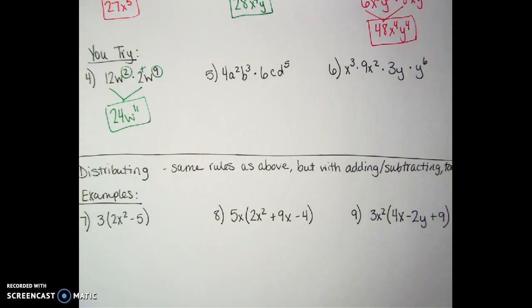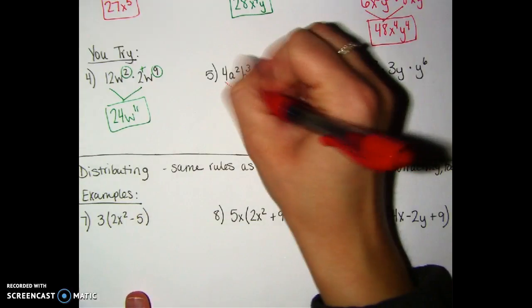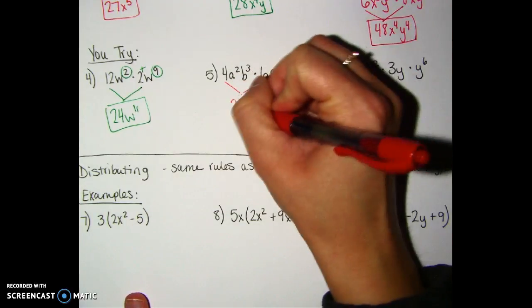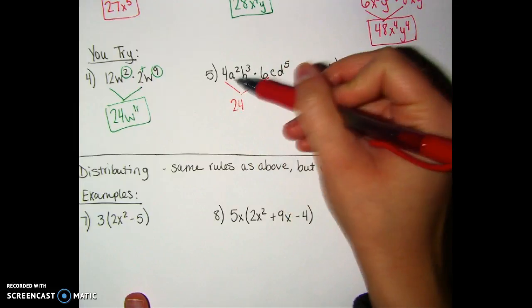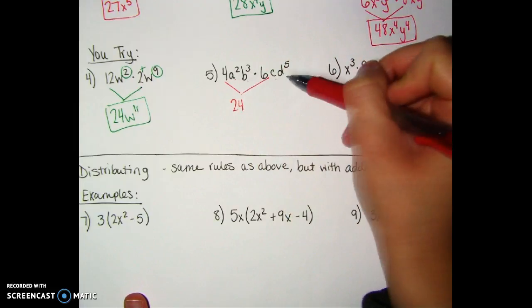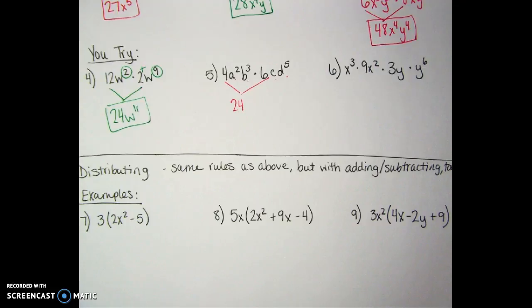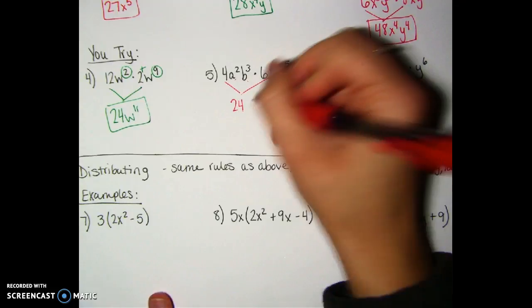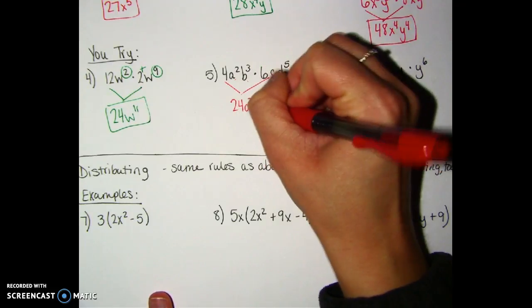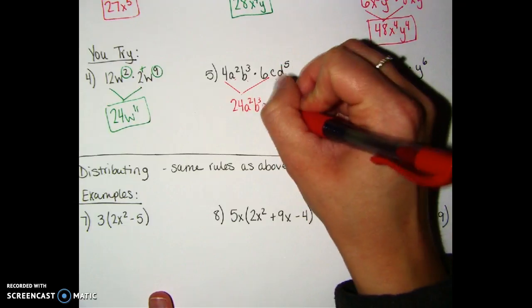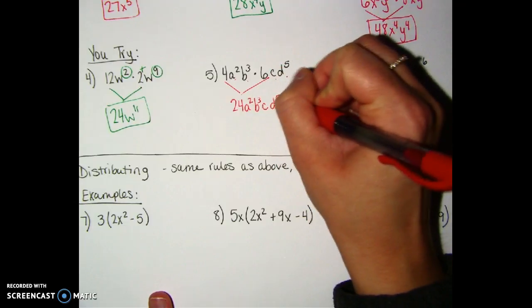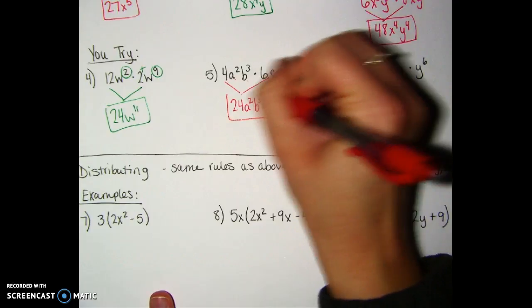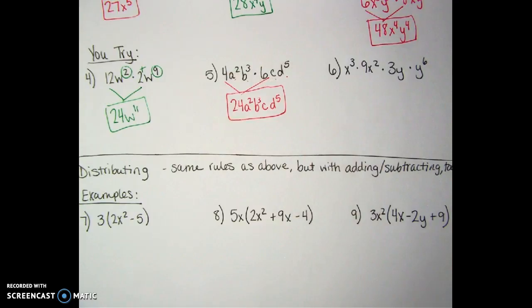Let's look at number 5. 4 times 6 is 24. I have A, B, C, D. So I'm just going to bring them all down, and they're in the correct order already. So that's just A squared, B cubed, C, D to the 5th. None of them had a buddy, so they just all stay the same.